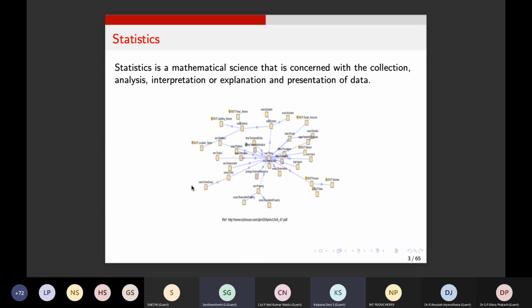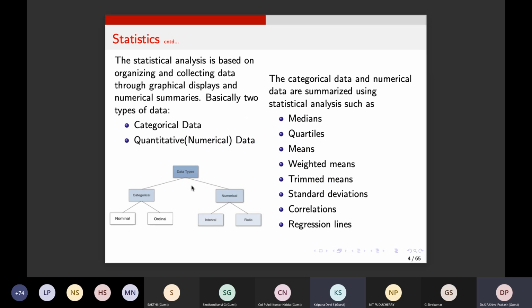Now, when I want to perform some analysis on these data, like how this data can be utilized to take some actions, statistical methods or models will help us to understand these data, and also they try to measure these data. Okay. So the fundamental things that are required for statistical analysis are based on organizing and collecting data through a graphical display and numerical summaries.